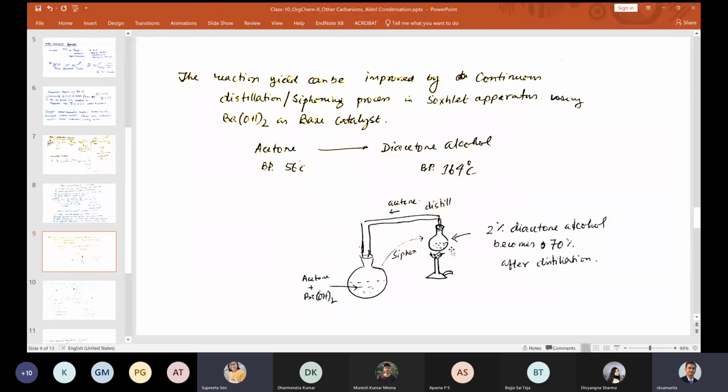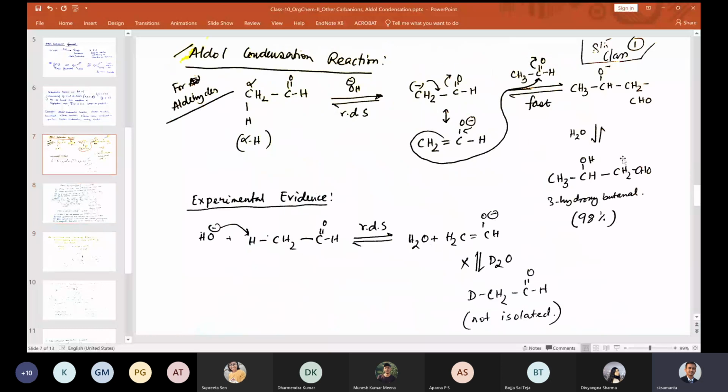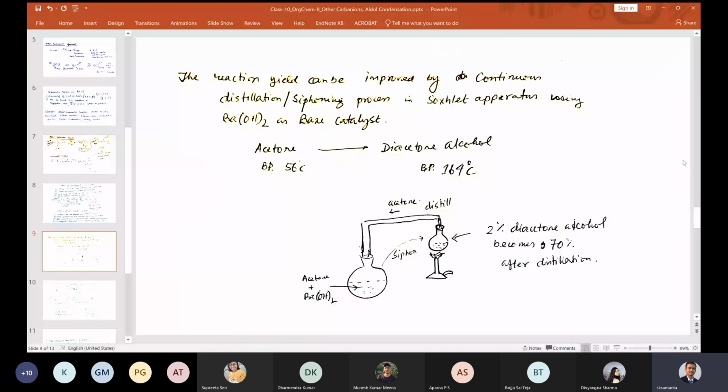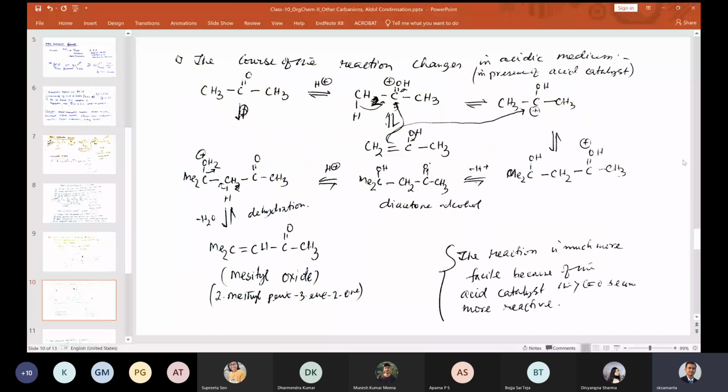So you just accumulate the diacetone alcohol here. Correct? Yes, sir. So just remember one thing, that this reaction is being carried out in base medium, where the crucial point is the reactivity of this acetone carbonyl carbon. But cleverly, if we convert this reaction from base promoted to acid promoted, then the mechanism actually changes. The course of the reaction changes if we change the reaction from base medium to acidic medium.